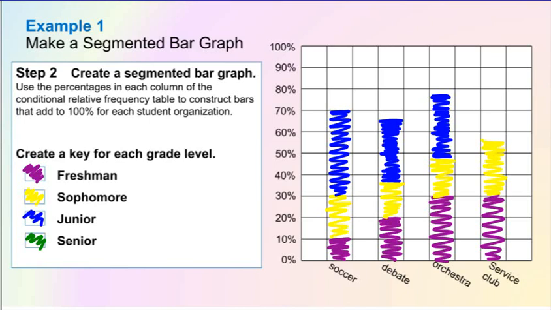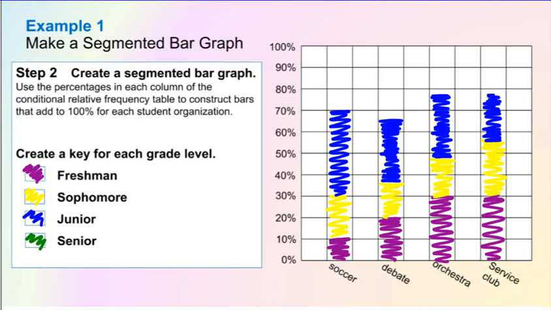Then we got 22.5% for service club. So this one, the previous one was 25. So here's 5, 15. We got 25. So this would be roughly here. And then we have seniors left over.